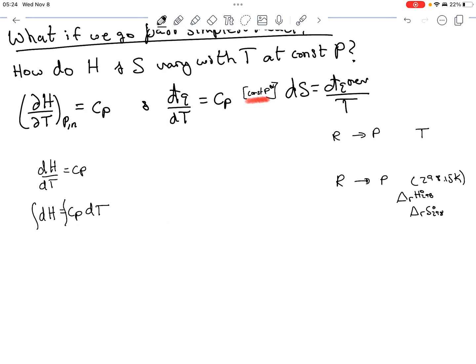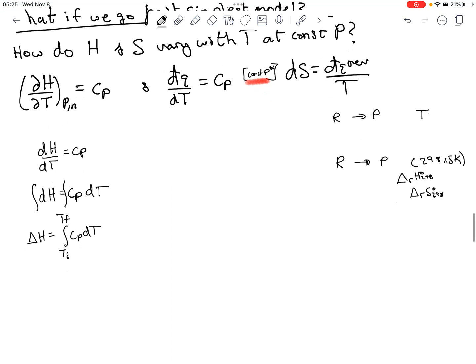If we're going to integrate this, we get delta H is equal to the integral of Cp dT from my initial temperature, Ti, to Tf. Another way of writing my delta H on the left is H at Tf minus H at Ti is equal to the integral of Cp dT from Ti to Tf.